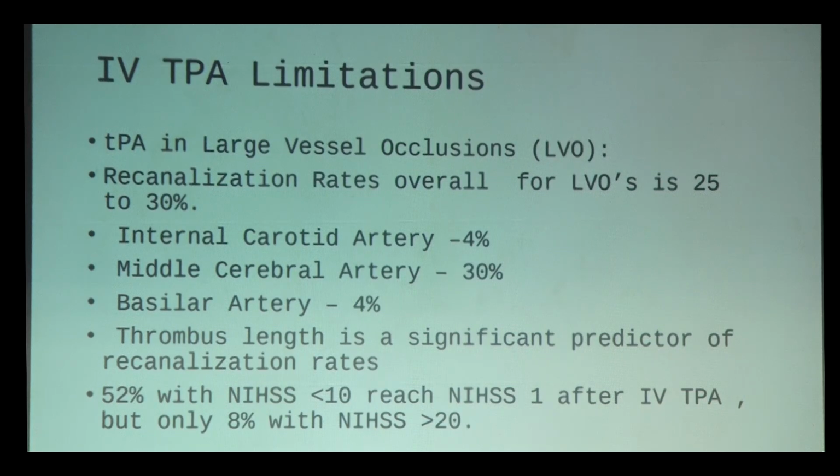We have seen about IV thrombolysis. There are limitations to this, especially intravenous thrombolysis. In large vessel occlusions, the recanalization rate is usually 25 to 30%. This is much lower if there is an internal carotid artery or basilar artery occlusion, about 4%, and in MCA occlusions it's about 30%. The longer the thrombus length, the lower the recanalization rate, especially with thrombus length more than 8 mm. And 52% of patients with NIHSS less than 10 usually reach NIHSS 1 after IV tPA, but only 8% with NIHSS more than 20 improve to a low NIHSS.